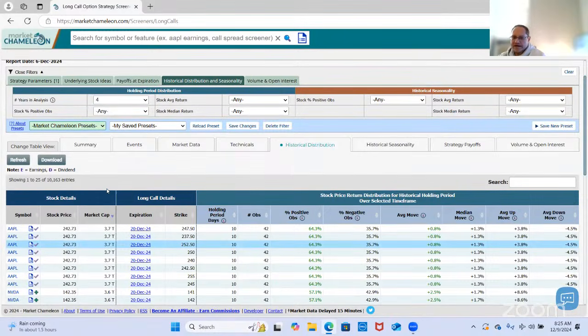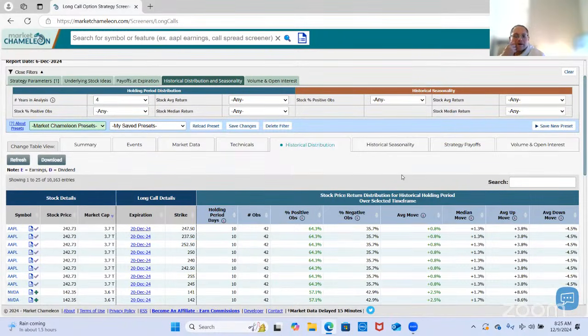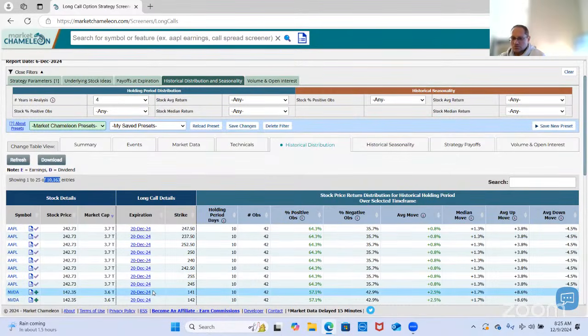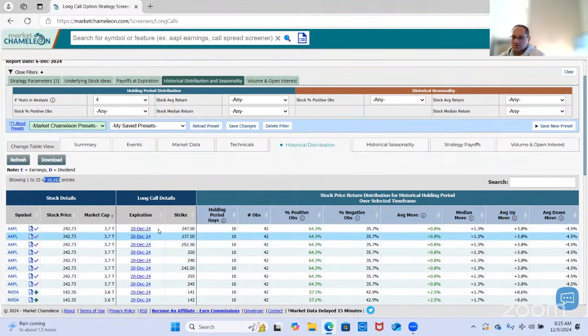And we're back to all our observations, which are 10,000 different call options that we're analyzing in the December 20th expiration. So that's looking at a 10-day hold. But the next question may be, maybe we're in December right now, and we have holidays coming up. We have end of year coming up.